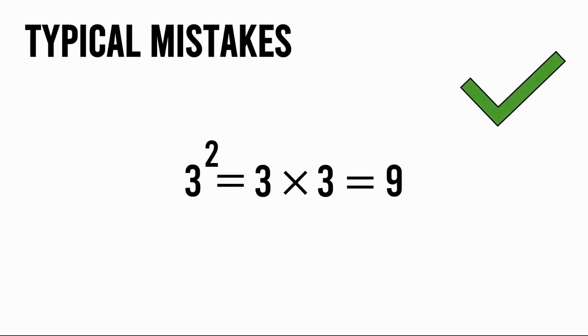Three to the second power is equal to 3 times 3, which is 9. 3 times 3 is the same as doing 3 plus 3 plus 3, which is equal to 9.